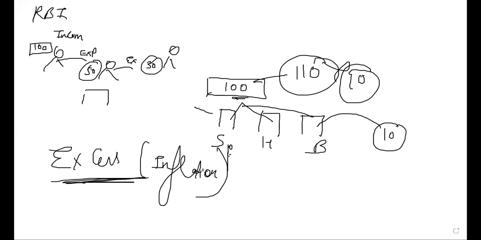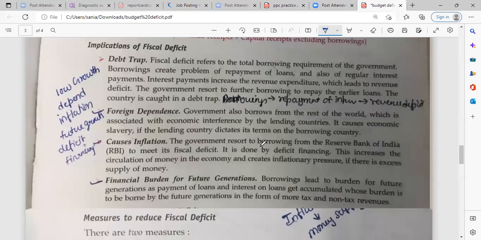So basically, government causes inflation. The government resorts to borrowing from the RBI to meet its fiscal deficit. It is done by deficit financing. This increases the circulation of money. Money circulation increases and creates inflationary pressure if there is excess supply of money.